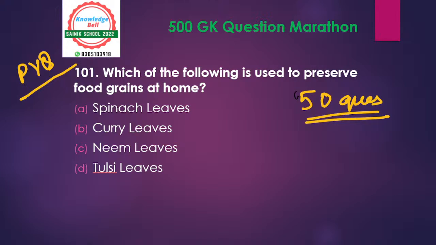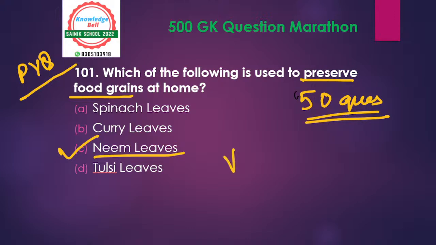Good evening, beta. Correct. So we are talking about preserving the food grains. Food grains को preserve करने के लिए हम discuss कर रहे हैं यहाँ पे. So right answer for the question is going to be neem leaves. Neem plant के जो leaves होते हैं, okay, they are used for the purpose of preserving the food grains.